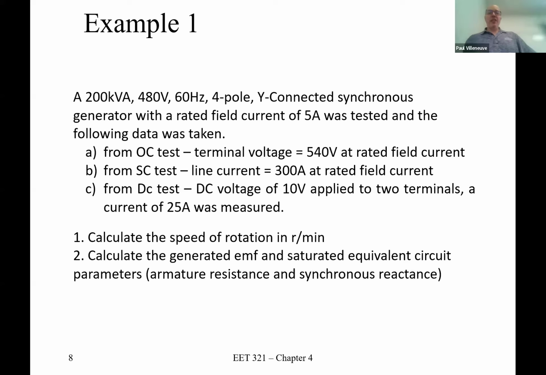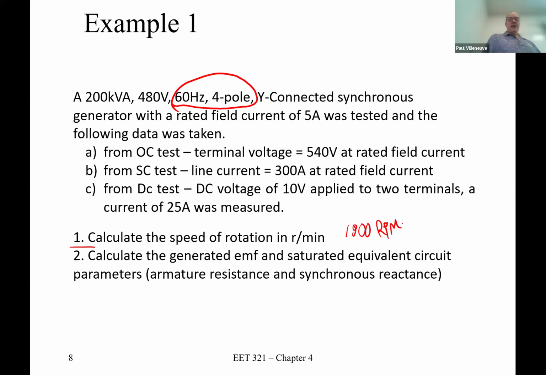So the very first thing we need to do, item number 1, calculate the speed of rotation. The only thing I need for that is it's 60 hertz and it's a 4-pole machine. So what is the actual speed of rotation? You don't even have to do any calculations. It's a 4-pole machine, which means it has 2 pole pairs. 3,600 divided by 2 is 1,800. So this is an 1,800 nominal RPM machine. This is what it's designed to rotate at.